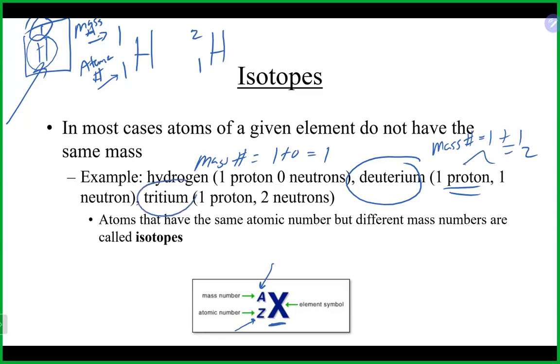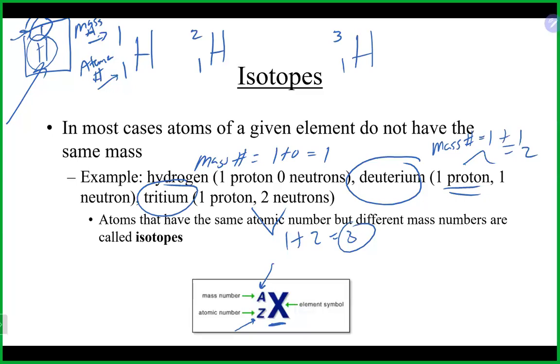Now we get to tritium, which once again doesn't really scream hydrogen to you. But when it says 1 proton, I go to my periodic table. Again, I see number 1 is still hydrogen. And the atomic number is 1. Here we will do a mass number of 1 plus 2, which is 3 for our mass number. And that would go up on top. And that would be our symbol there for tritium. So although they all three have different names technically, hydrogen, deuterium, and tritium, they are all the same element because they all have the same number of protons. They're all isotopes of each other because they all have different numbers of neutrons.